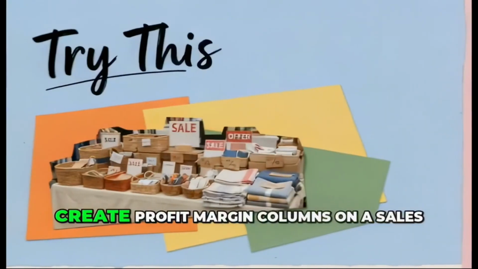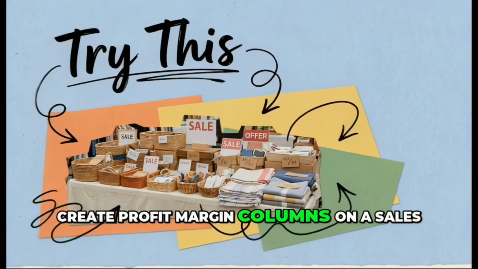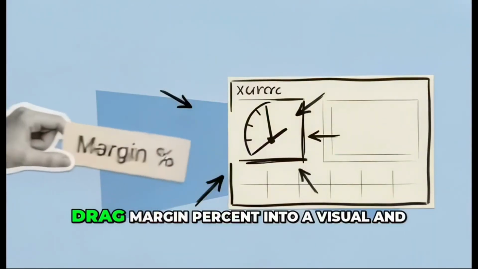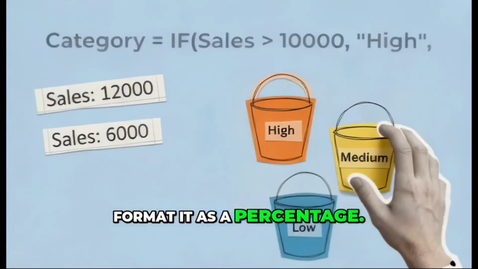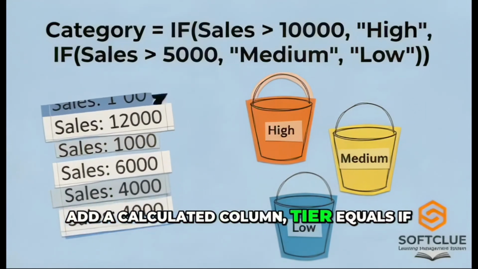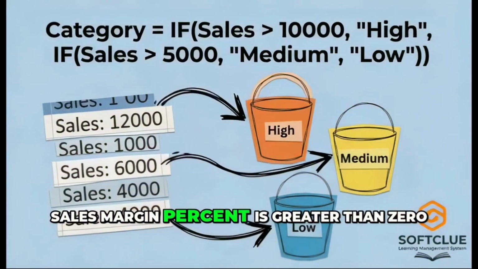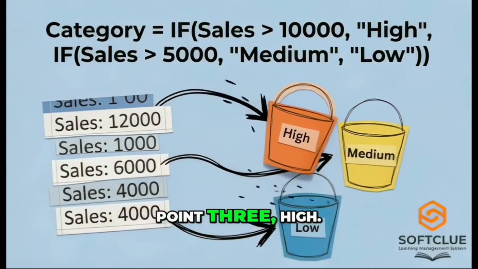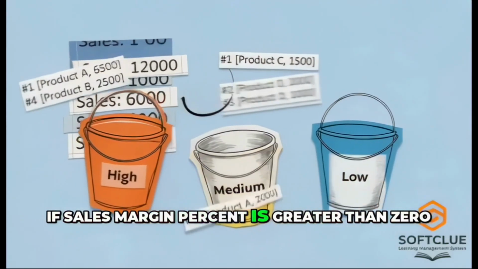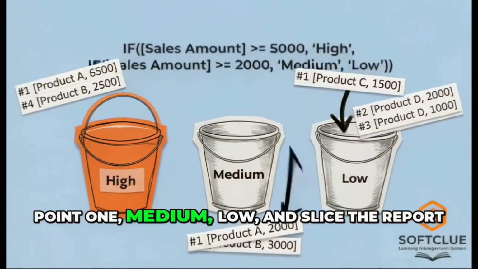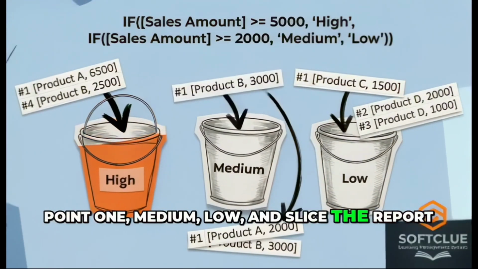Try this. Create profit margin columns on a sales table. Drag margin percent into a visual and format it as a percentage. Add a calculated column, tier equals if sales margin percent is greater than 0.3, high, if sales margin percent is greater than 0.1, medium, low, and slice the report by it.